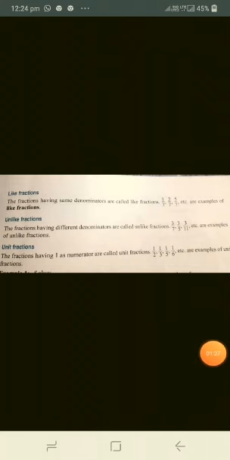Unlike fractions. The fractions having different denominators are called unlike fractions. 3 by 7, 3 by 5, 3 by 11, etc. are examples of unlike fractions. Unit fractions. The fractions having 1 as numerator are called unit fractions. 1 by 2, 1 by 3, 1 by 5, 1 by 6, etc. are examples of unit fractions.